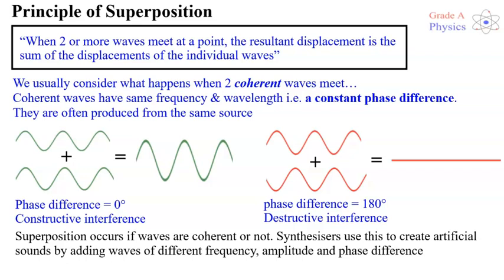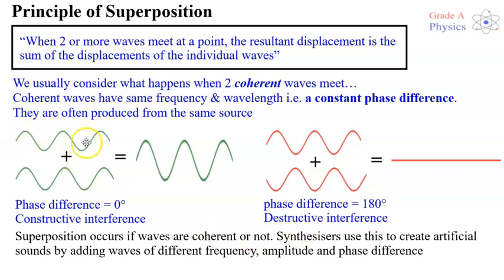So very often coherent waves are produced by the same source. So for example, you might have two loudspeakers both connected to the same signal generator, and the waves are coherent as they're produced from the loudspeaker. So the two extreme scenarios, and the ones we generally talk about, are constructive interference and destructive interference.